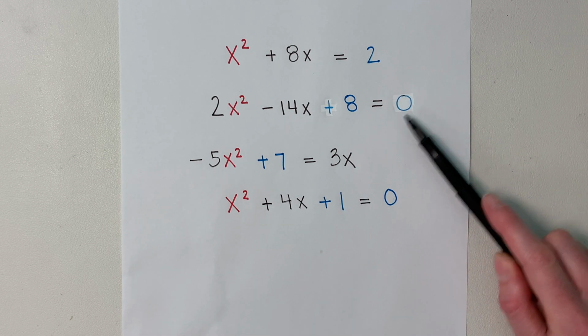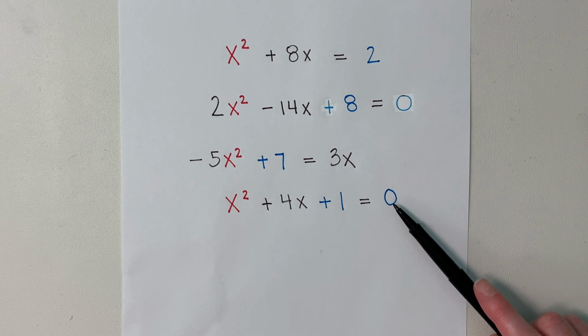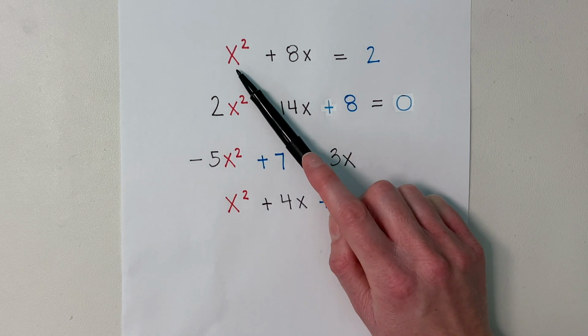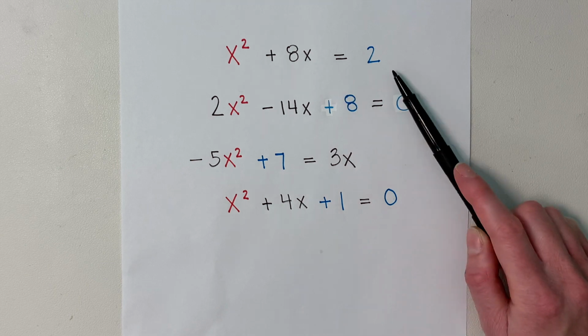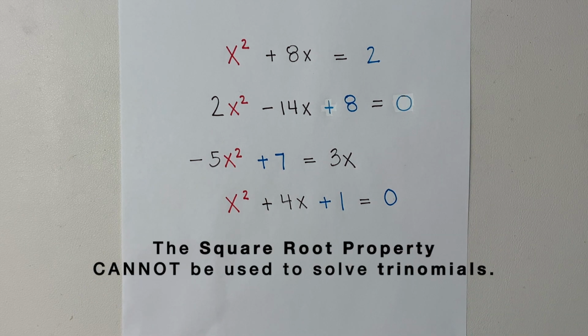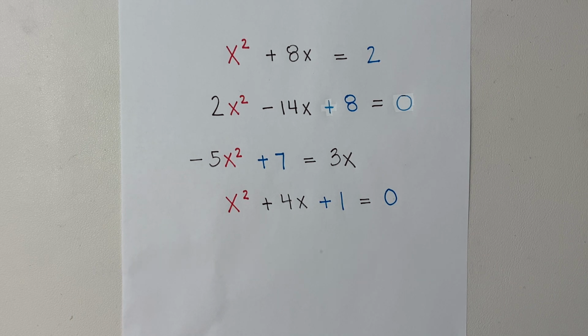These are all examples of trinomials. Trinomials involve an x squared term, an x term, and a constant. The square root property cannot be used to solve trinomials. Now we've learned to solve trinomials by factoring. As an example, let's try to solve this trinomial here by factoring.